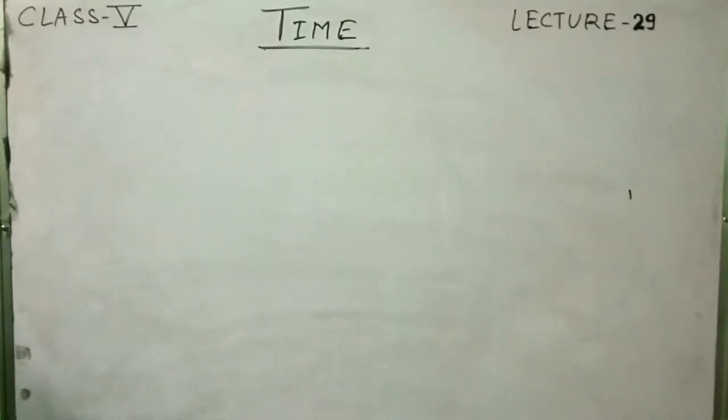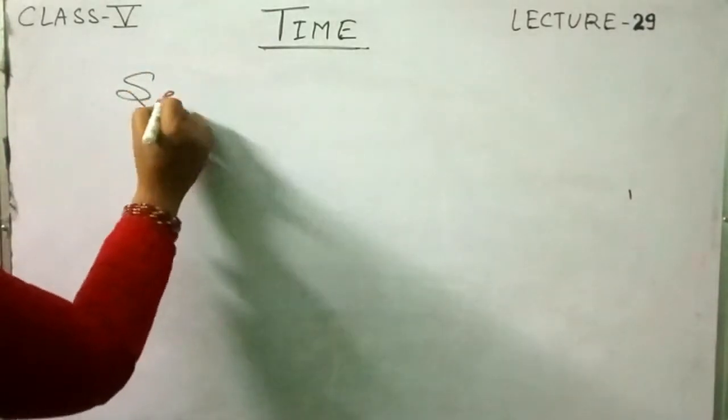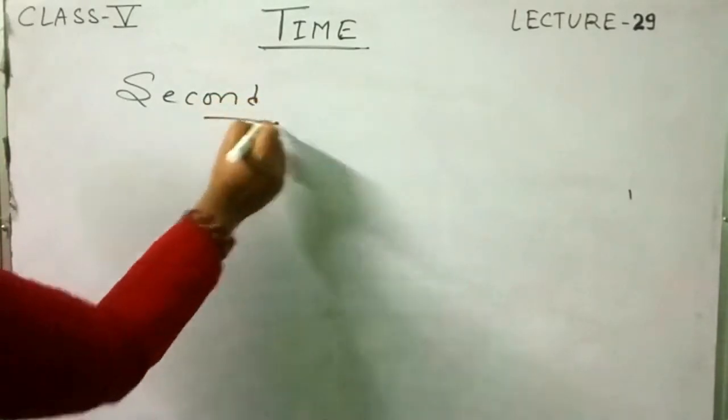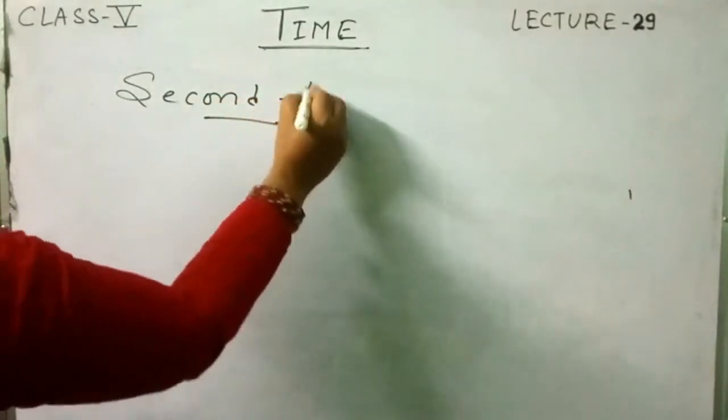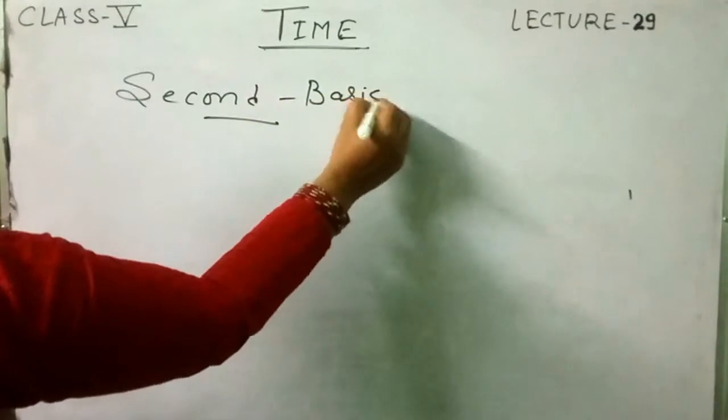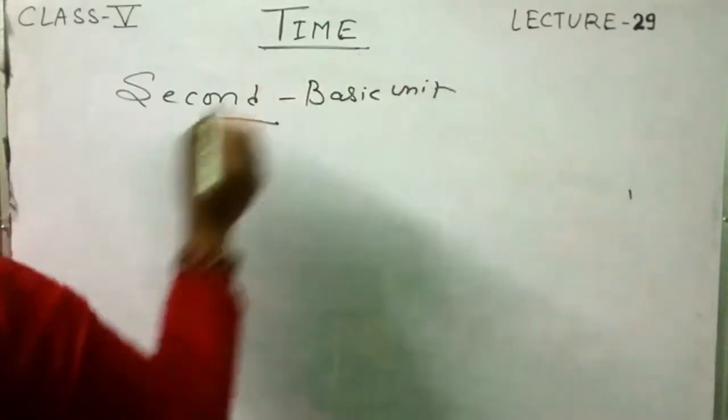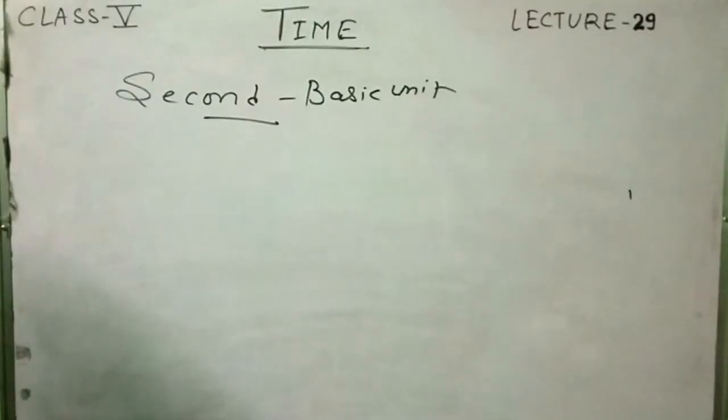In mathematics, time can be defined as the ongoing and continuous sequence of events that occurs in succession from the past through the present to the future. The basic unit of time is the second. There are also minute, hour, days, weeks, months and year.